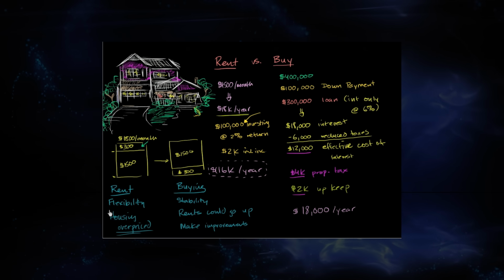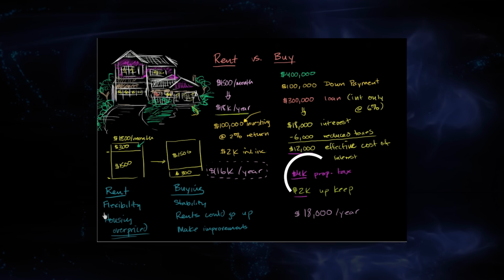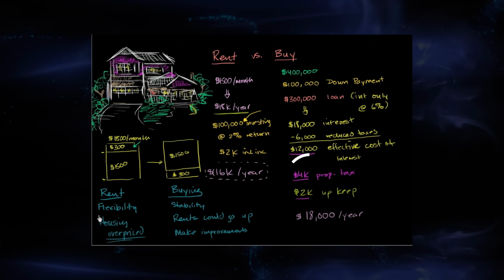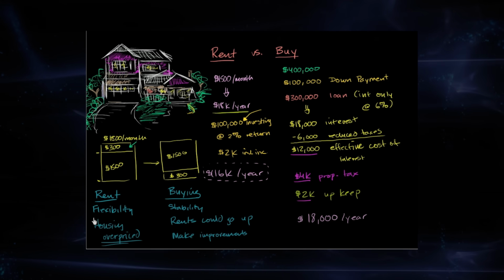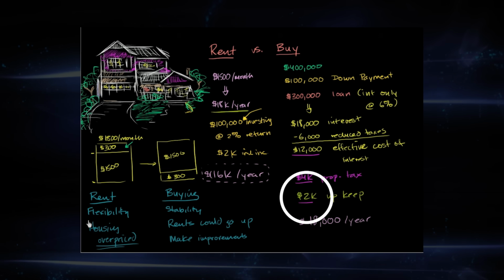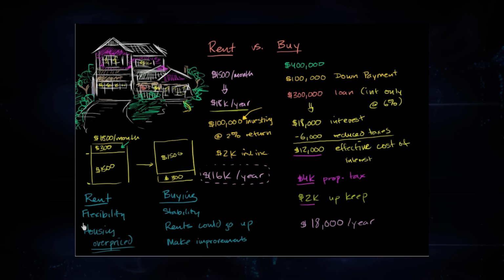So unfortunately, the cost associated with buying a house is not just the mortgage. There are also additional things like property tax. Let's say, for example, here, that property tax is $4,000, which is 1% of the value of your property. And say that you have to spend another $2,000 just to upkeep your property and do some renovations or something like that.